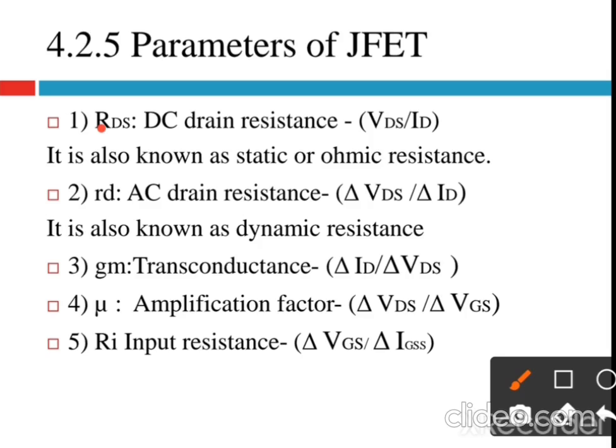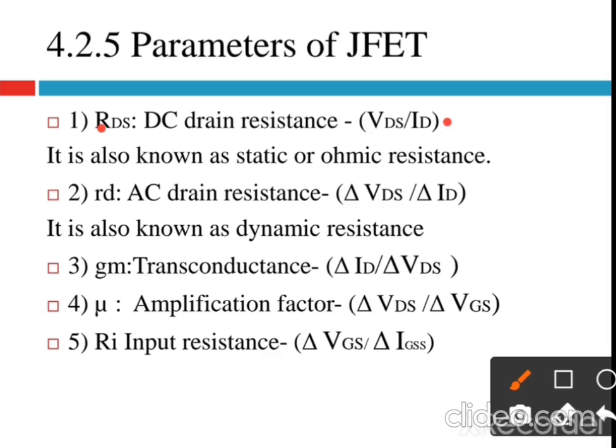DC drain resistance is also known as static or ohmic resistance of the channel, and it is given by the ratio of voltage VDS to the drain current ID. So the DC drain resistance can be expressed by the equation VDS upon ID.